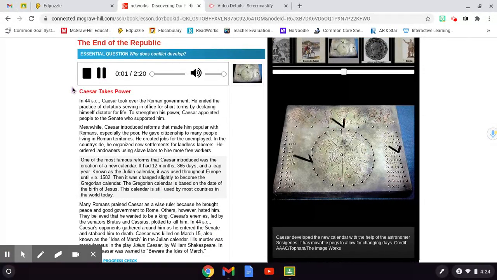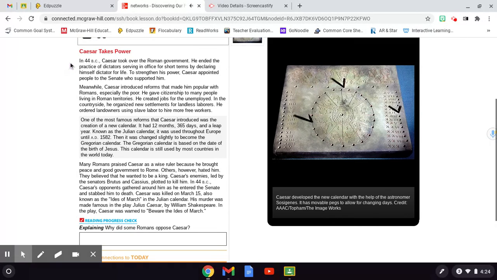Caesar takes power. In 44 BC, Caesar took over the Roman government. He ended the practice of dictators serving in office for short terms by declaring himself dictator for life. To strengthen his power, Caesar appointed people to the Senate who supported him. Meanwhile, Caesar introduced reforms that made him popular with Romans, especially the poor.